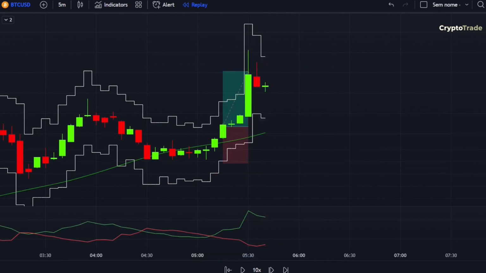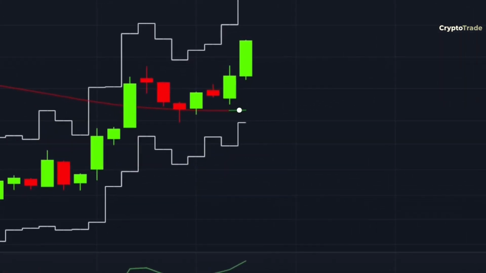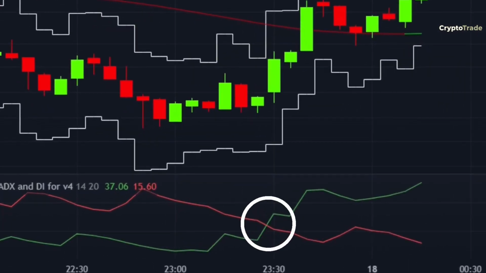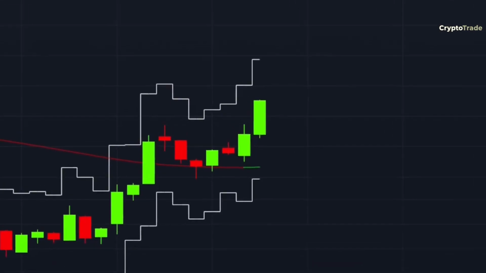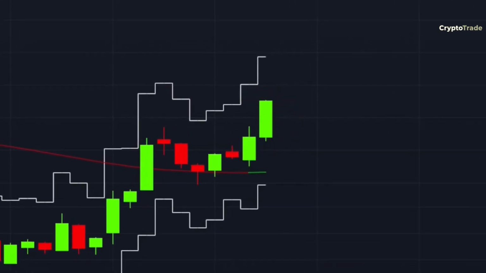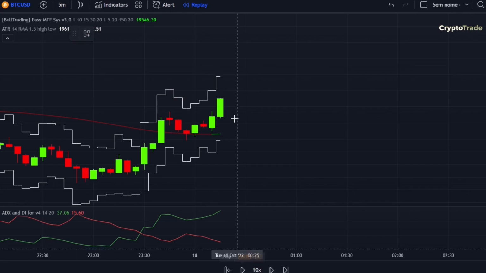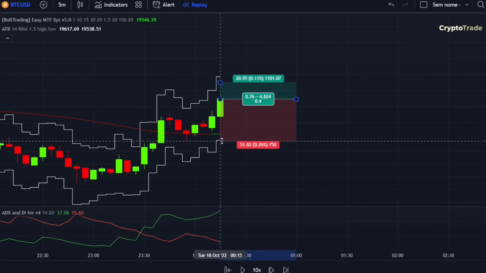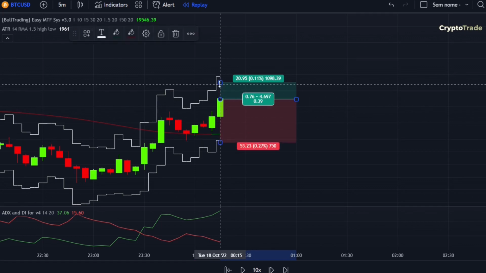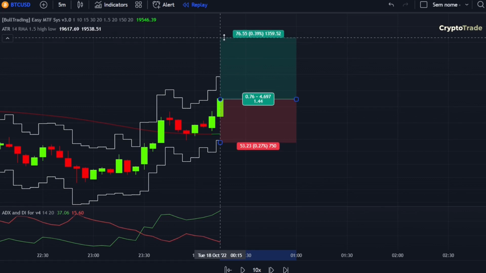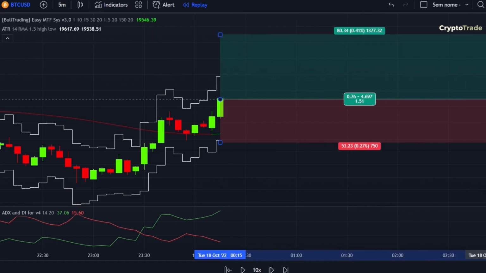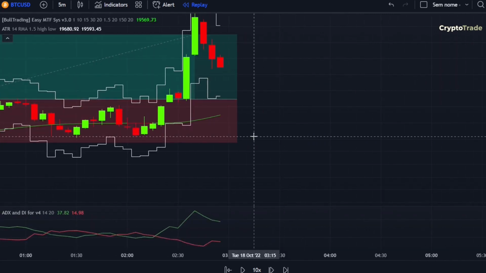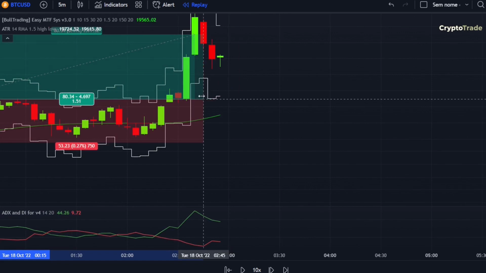Let's look for the next trade. The market is above the bull trading trend line and the trend line is green. The ADX green line crosses the red line upwards. Wait for a green candle to close above the bull trading green line. As these conditions are met, place a buy order at the close of the candle. Place the stop loss below the lower ATR white line. The risk to reward ratio will be set to 1 to 1.5. The market has reached the target and the trade has been closed with profit.